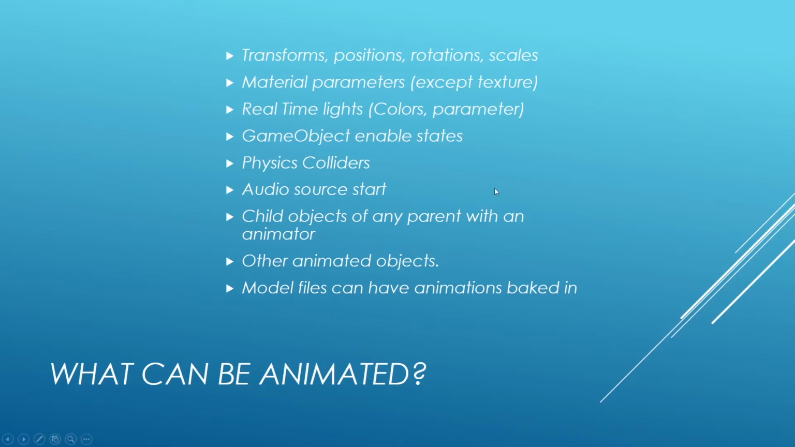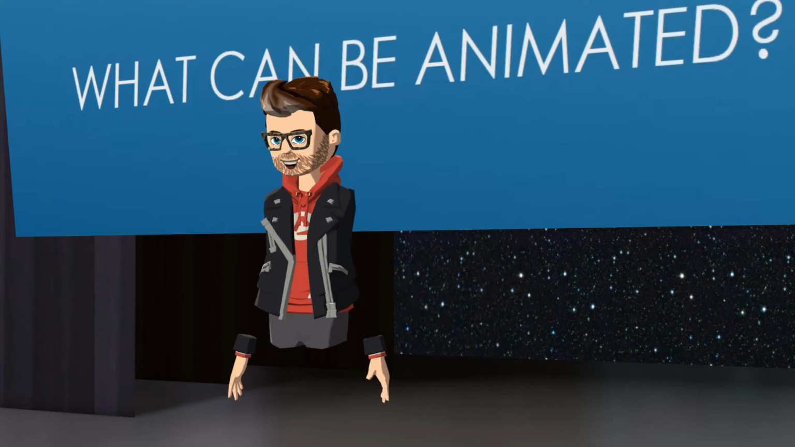I can animate material parameters. So I can animate how opaque something is, or I can animate the color of a particular material. I can animate real-time lights, which is also practically useless in ALTSPACE. But if I had a real-time light, I could animate the color, or the position, or the intensity of that light.